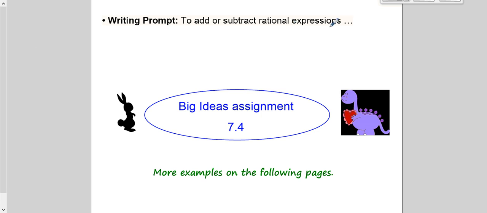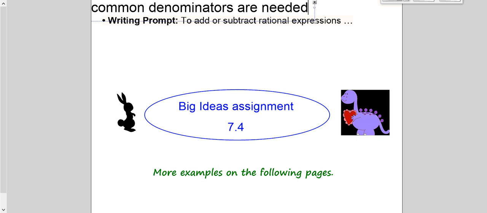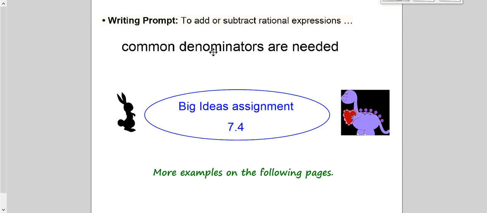To add or subtract rational expressions, what must we have? We have to have common denominators. Doesn't matter if they're numbers or rational expressions, but common denominators are needed. And that leads us to Big Ideas Assignment 7.4.